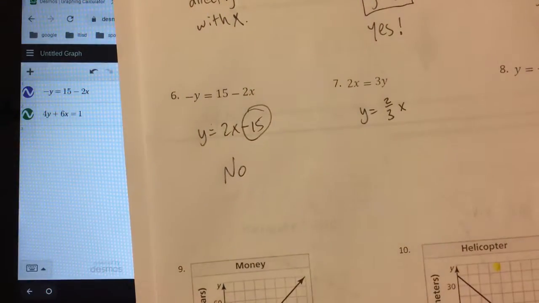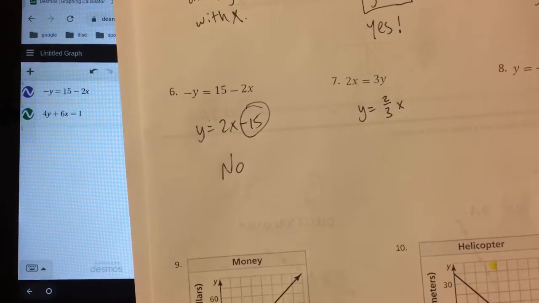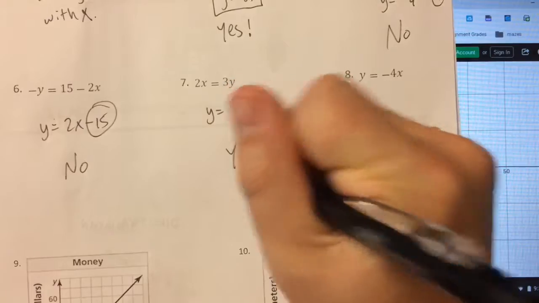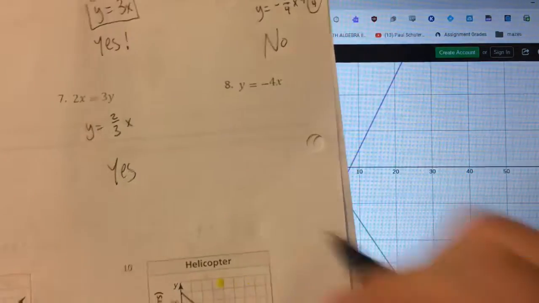Number 6 was a no. I just want you to see why it is algebraically, or why it's not. So this one's a yes. What about number 8? That one's a yes.